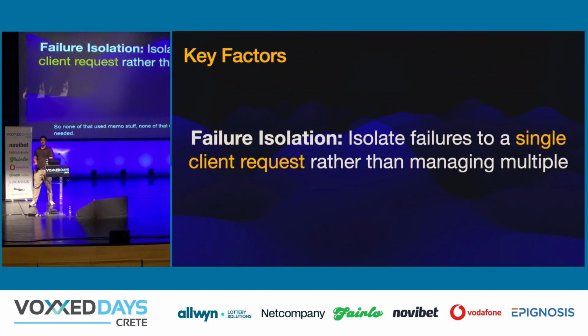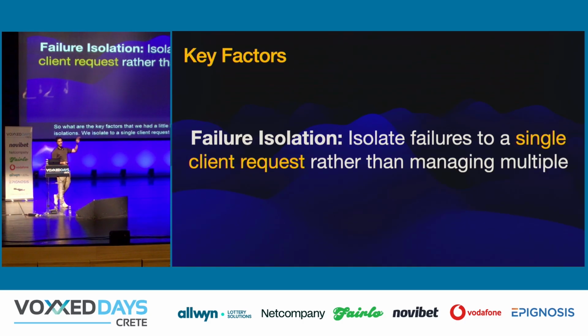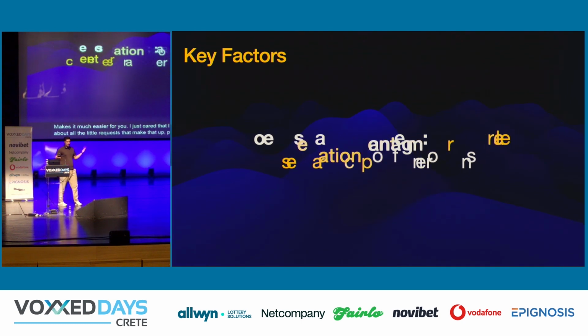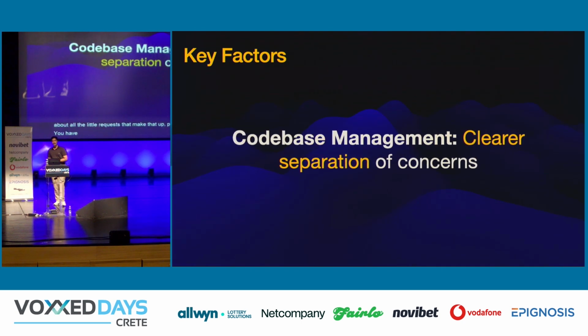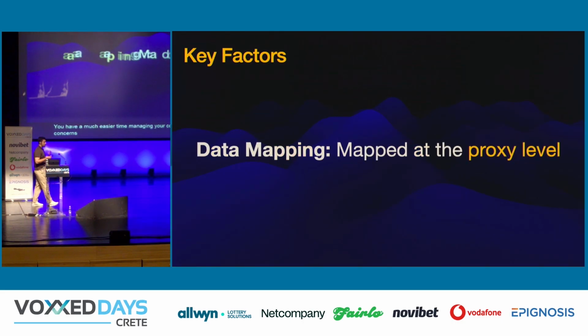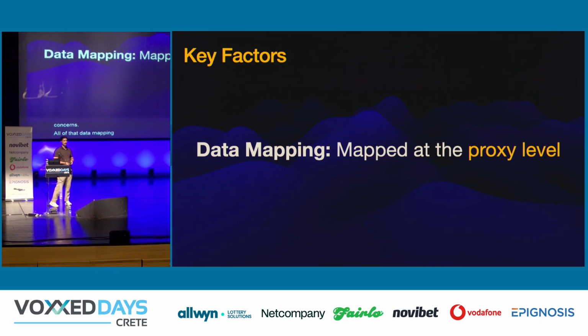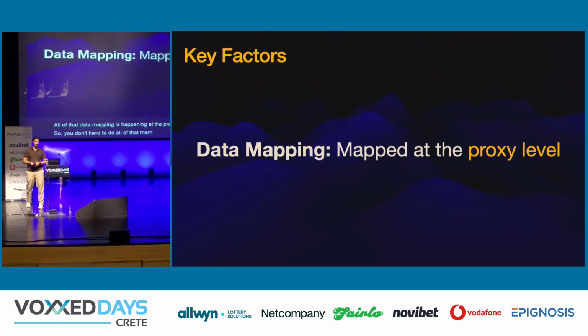So what are the key factors that we had a little bit of a conversation about? Failure isolation. We isolate to a single client request rather than managing multiple. Makes it much easier for you. I just care that I failed to get the chart data. I don't care about all the little requests that potentially make that up. You have a much easier time managing your code base with a clearer separation of concerns. All of that data mapping is happening at the proxy level, so you don't have to do all of that memoization effort on the front end.